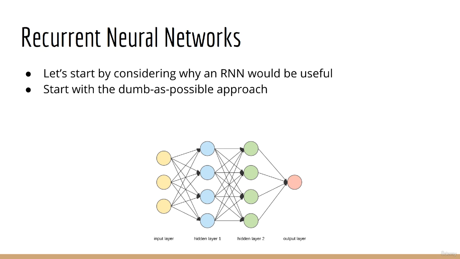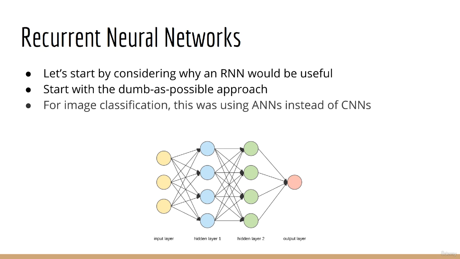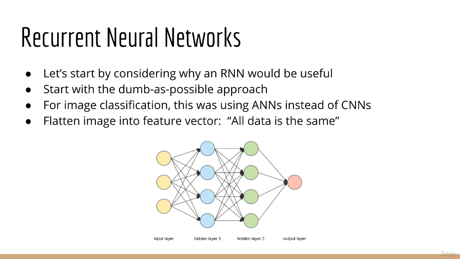Let's think back to how we approached image classification. Before we learned about CNNs, which are specialized for looking at images, we used ANNs. We were able to do this because we took an image and we just flattened it into a feature vector, which is the only type of data you can pass into an ANN. Recall that this goes along with our motto, all data is the same. It doesn't matter if your feature vector is a flattened image or some data you collected in a survey. The ANN doesn't care.